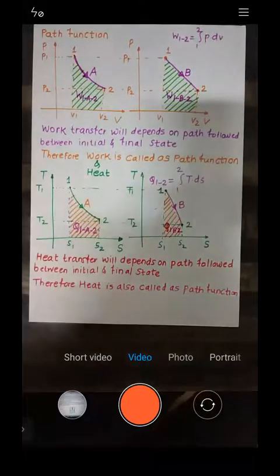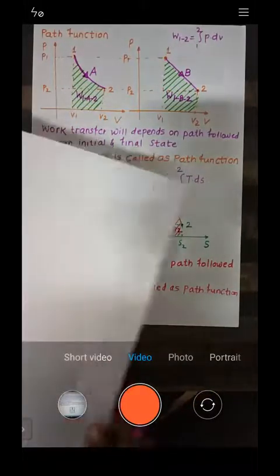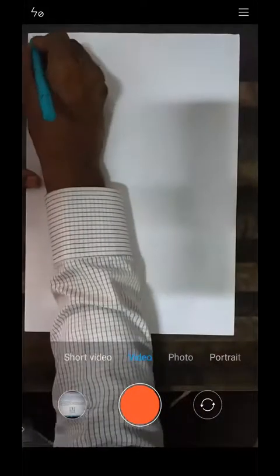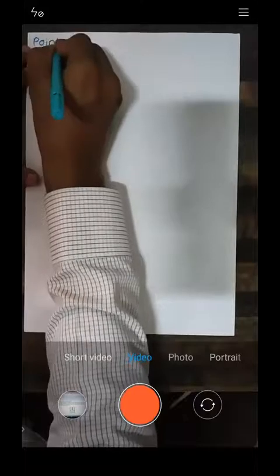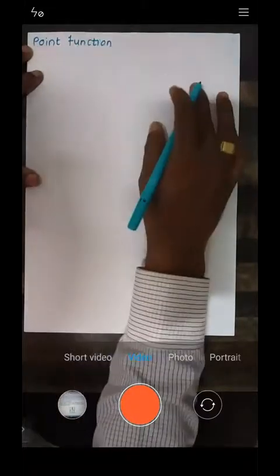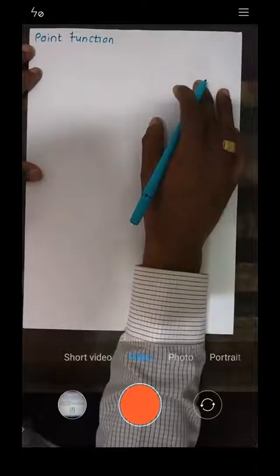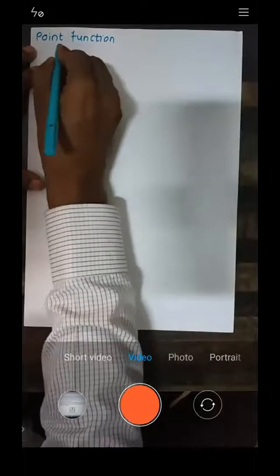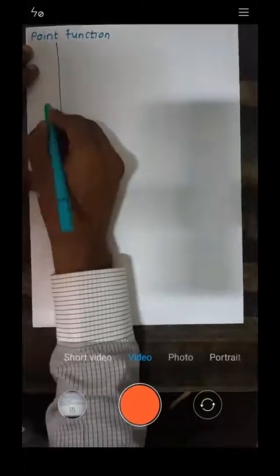Okay. So let us move to the next point, and that is called point function. Try to understand, this is very important. Now try to understand, I will give a simple example. What is a point function? Let's consider the diagram. I will draw the same diagram again.